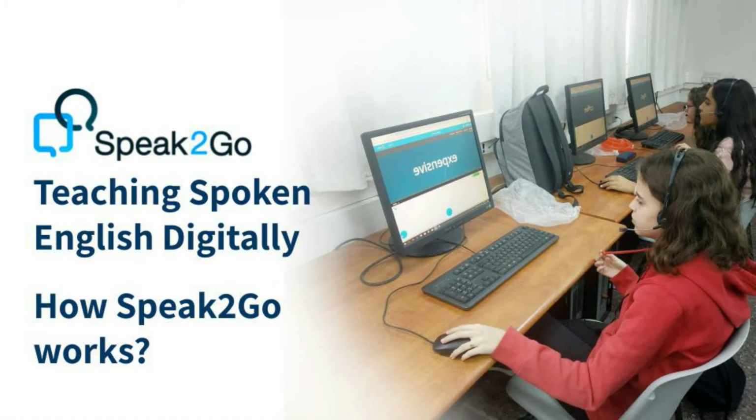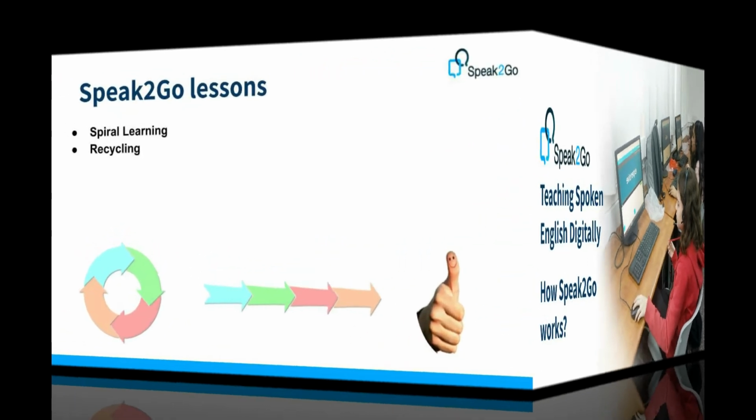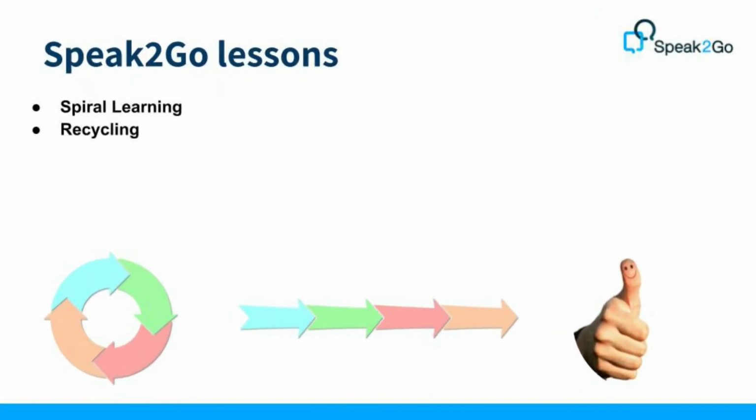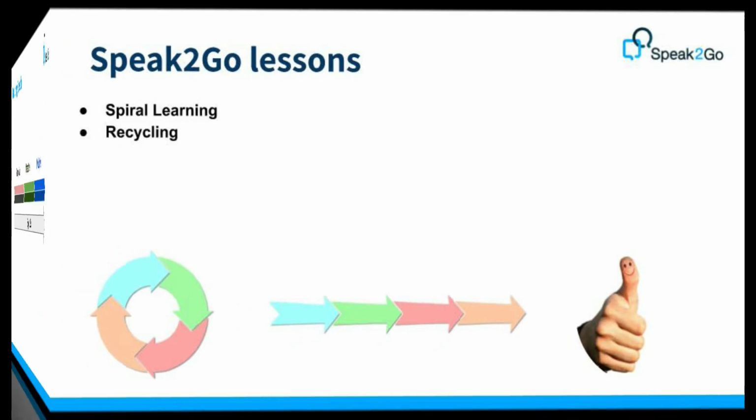Today we will learn about the structure of a Speak2Go lesson and the different parts that comprise a lesson. Speak2Go lessons are built to support spiral learning and to create a level of difficulty that increases during the lesson. This is in addition to learning through recycling vocabulary. This teaching method is particularly effective, helping students to focus on English and acquire new vocabulary which is better absorbed.